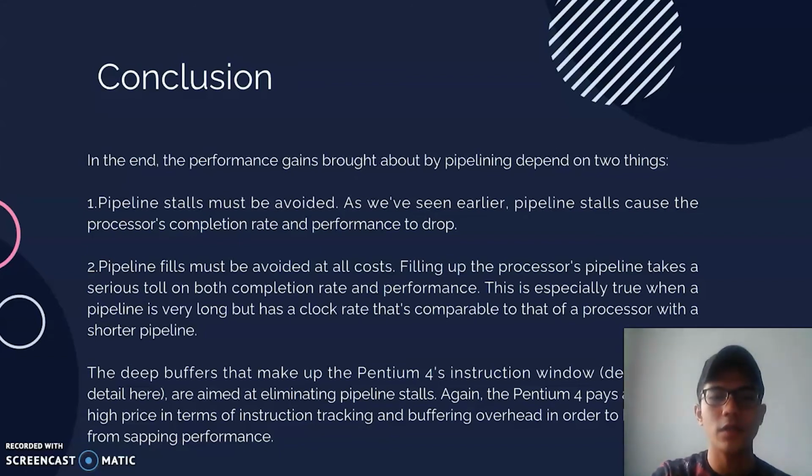This is especially true when a pipeline is very long but has a clock rate that's comparable to that of a processor with a shorter pipeline. The deep buffers that make up the Pentium 4 instruction windows, described in detail here, are aimed at eliminating pipeline stalls. Again, the Pentium 4 pays a relatively high price in terms of instruction tracking and buffering overhead in order to keep stalls from sapping performance.